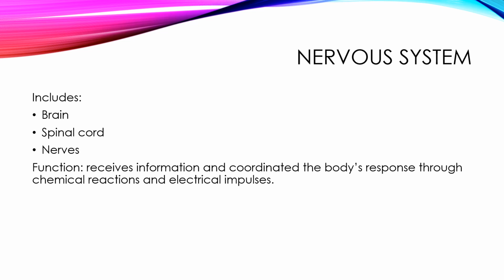Your nervous system. So this is your brain, spinal cord, and your nerves and meninges and all that stuff. Your function here is that this receives and coordinates information so that the body can respond through chemical reactions or electrical impulses. I will tell you, I love the nervous system. I like to read about it a lot. It's very interesting how it uses electricity and chemicals to get its point across.